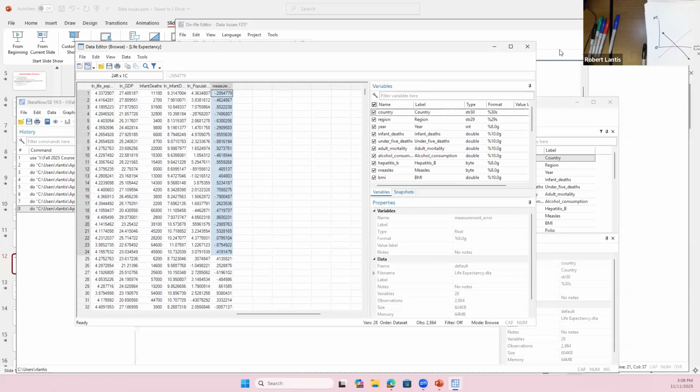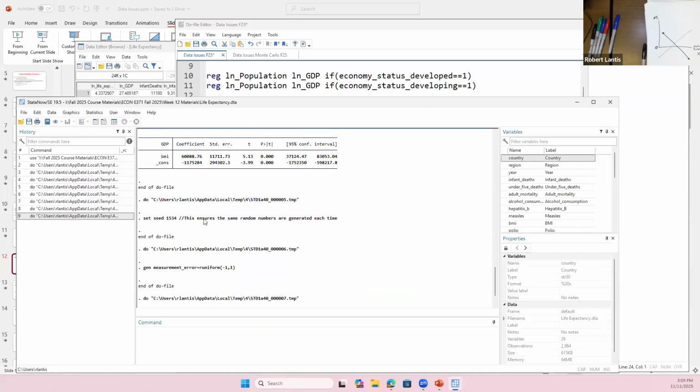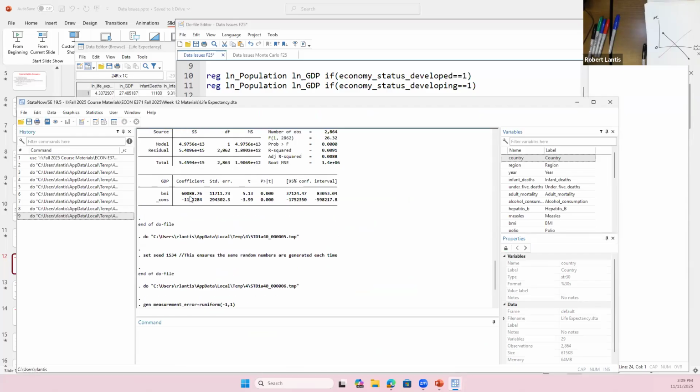It's just random, okay? So what I'm then going to do is create this new BMI variable, which includes the actual BMI, but also adds in the measurement error. So the thought experiment is, what if I had the data and it was only self-reported BMI? So I only have the data that has the measurement error built in. I can't identify what it is. It's built into that BMI variable. So now if I run the regression of GDP on BMI, but I'm using the BMI that includes that measurement error, we know the original coefficient should be 60,088, right?